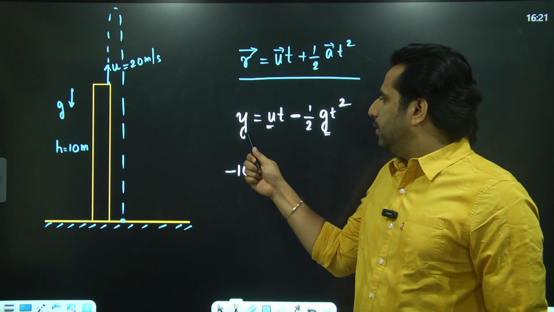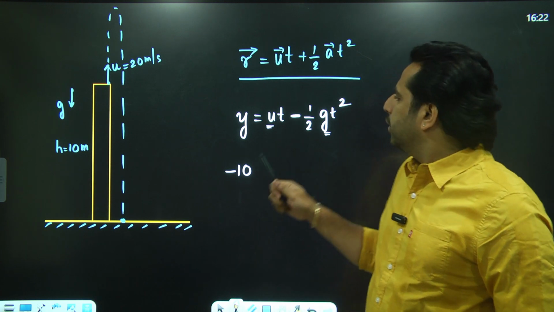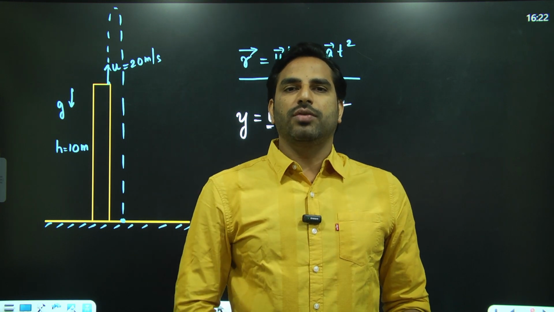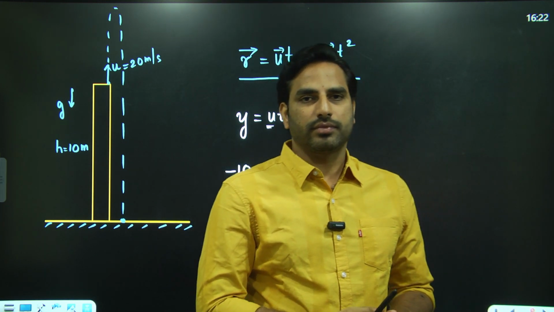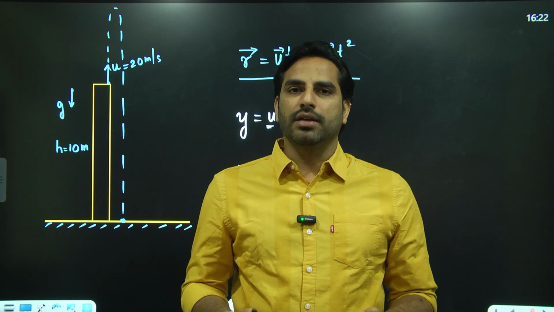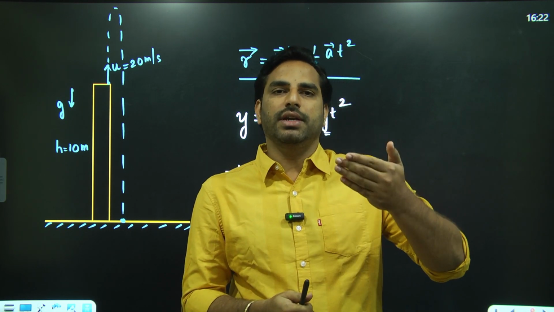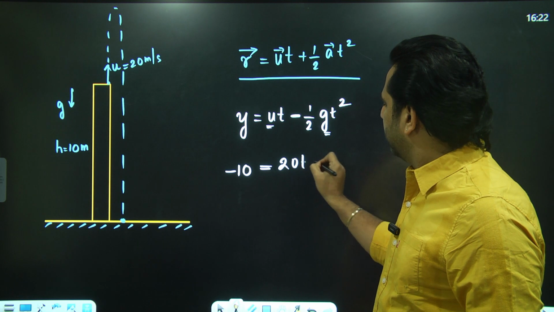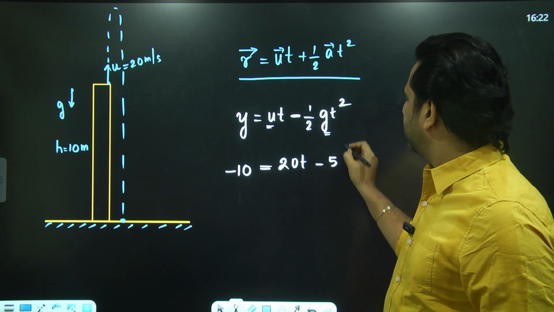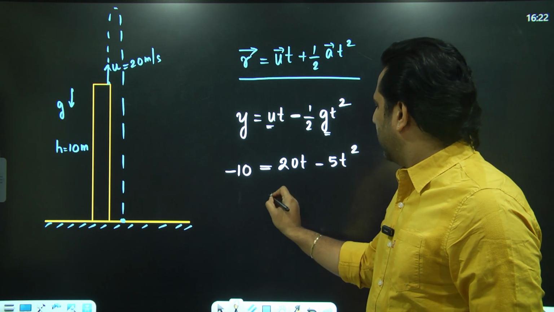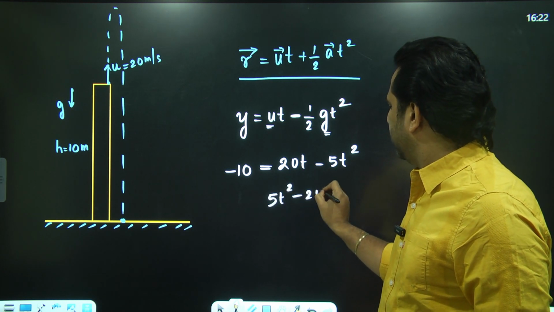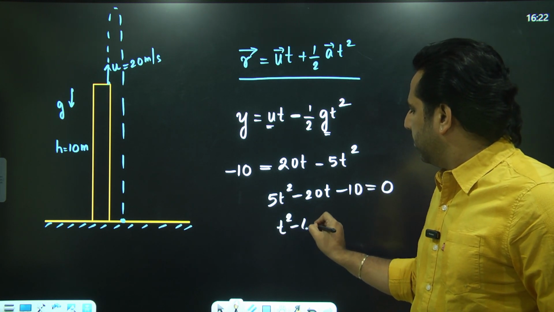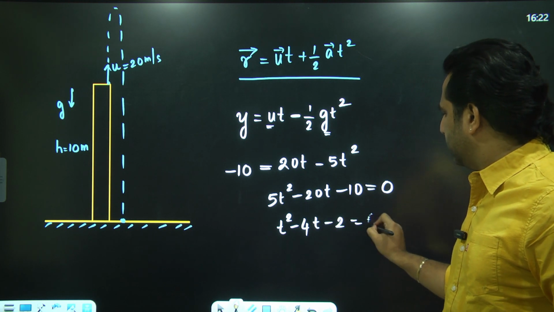If you substitute the value of y to be 10, then you are trying to find the time at which the particle is 10 meters above the point of projection, which is not the time of flight. We need that time of flight, which is the time at which the particle is 10 meters below the point of projection. So minus 10 is equal to 20t minus half g t square. g is 10, so g by 2 is 5, so 5t square minus 20t minus 10 is equal to 0. So t square minus 4t minus 2 is equal to 0.